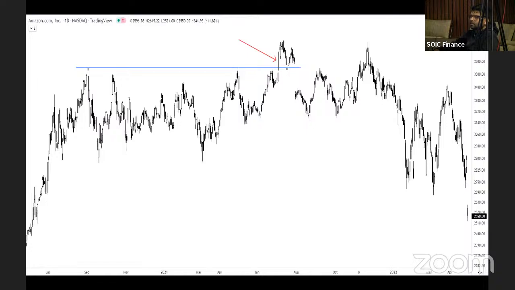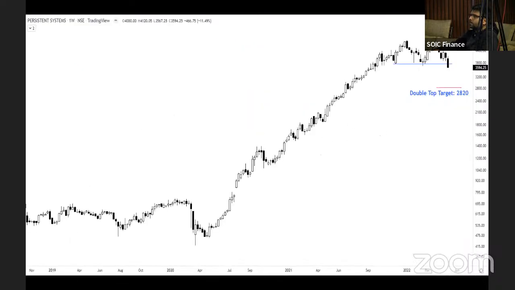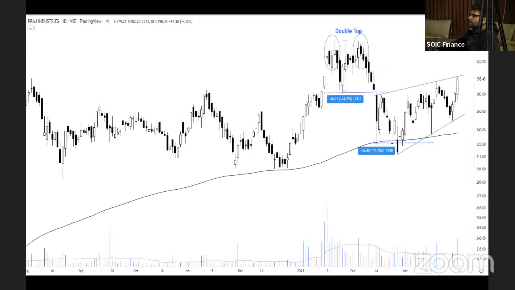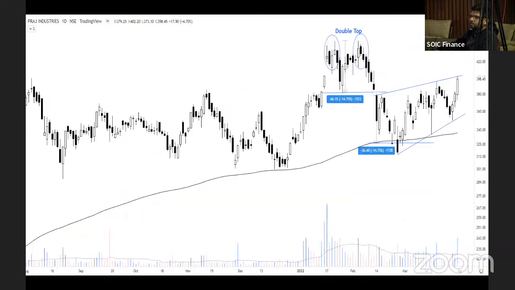And then you see the double top pattern and it broke down with a gap, huge gap. Next, sir. So this is Nasdaq Costco. Next. Persistent. Next, sir. Praj Industries was one double top pattern. Very painful stock to trade because it had already made a very strong move. Now, if you anticipate the same 10x, 20x move, very difficult.